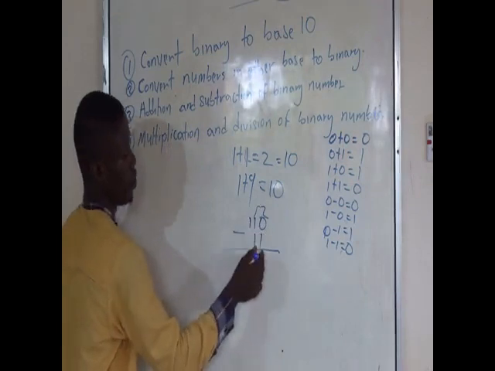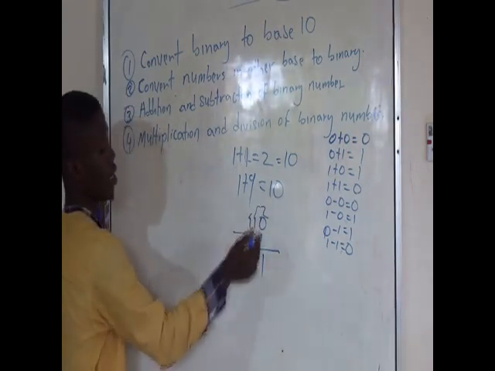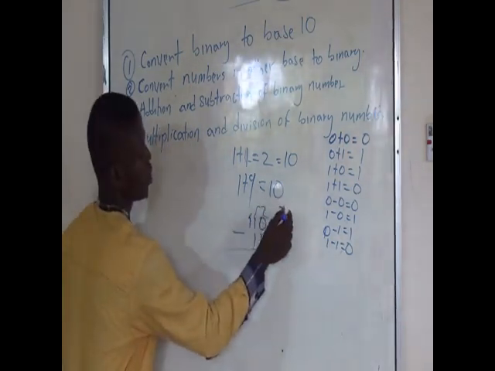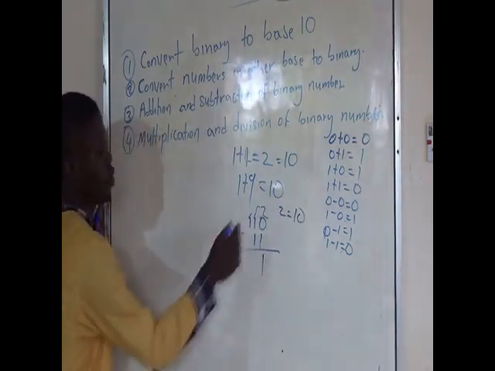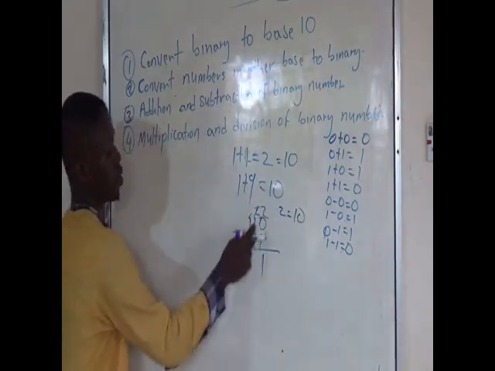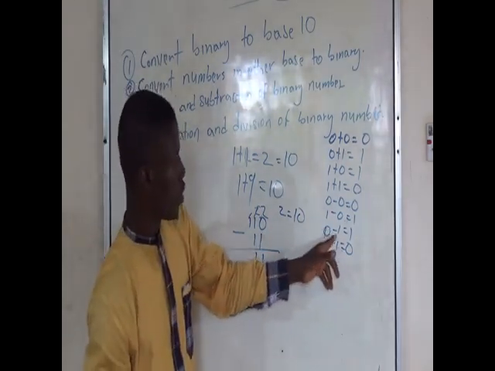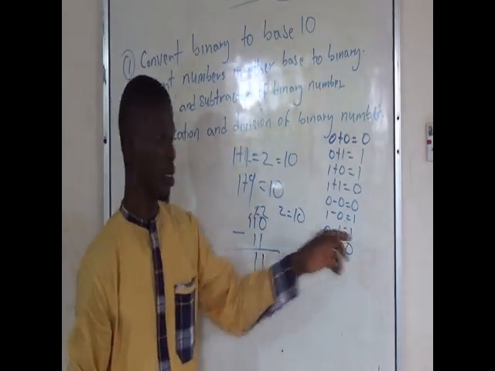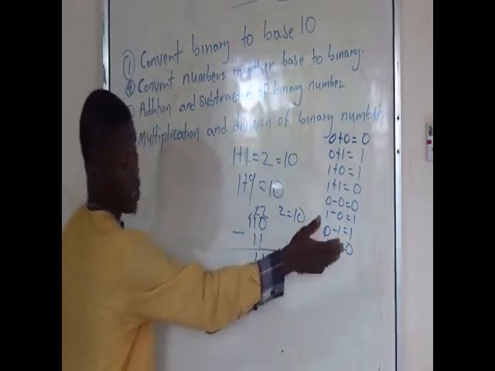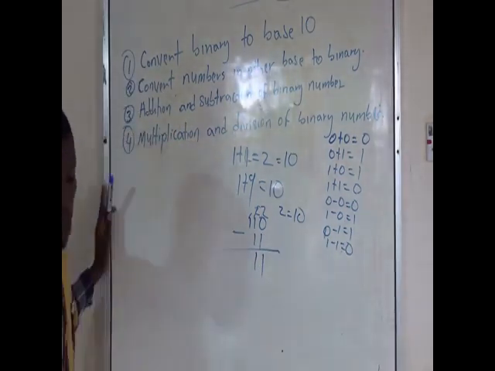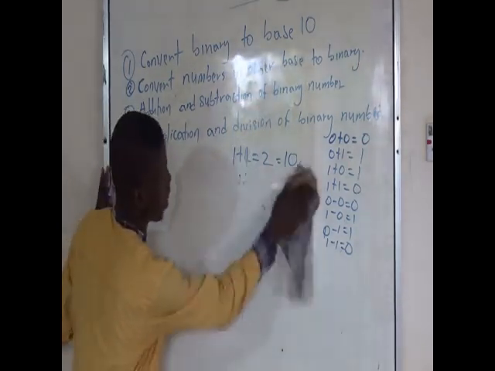2 minus 1 will give me 1. I will borrow here again. You know, 2 in base 2 is 10. So I borrow here, give me 2. 2 minus 1 will give me 1. That's how we get 0. 0 minus 1 will give me 1. And 1 minus 1 is simple, is 0. Then let's go. Example 1.